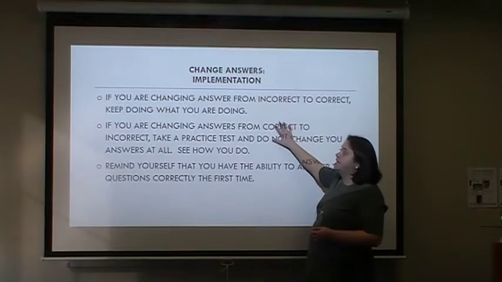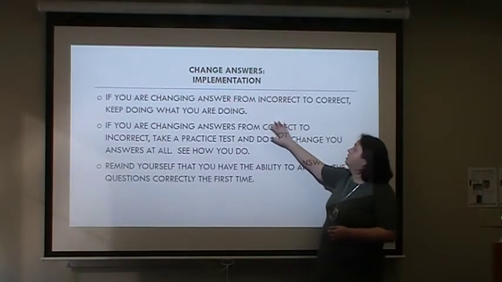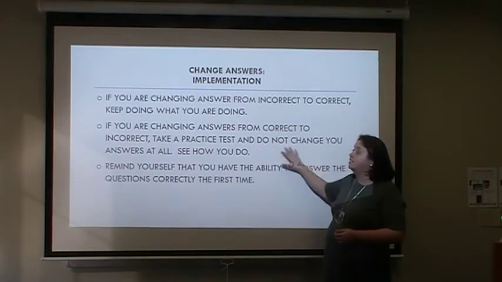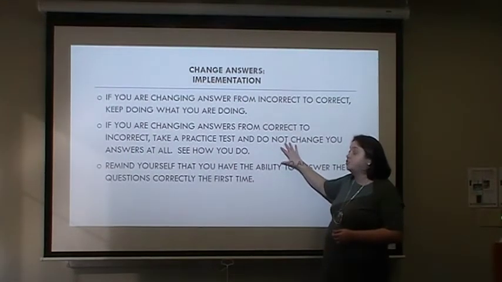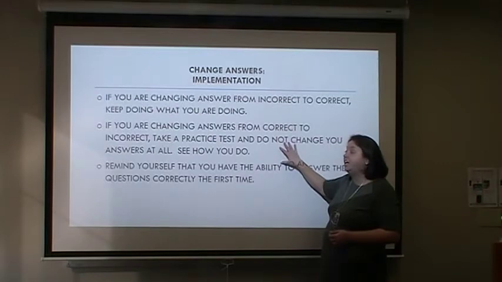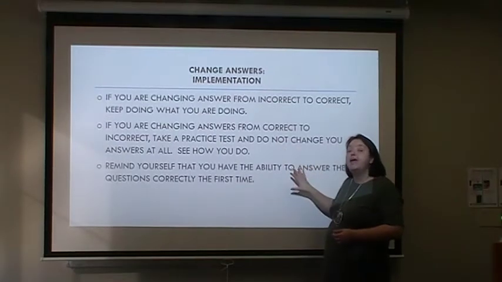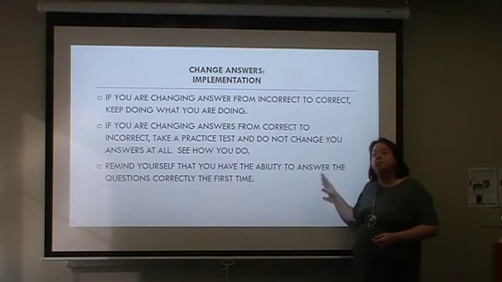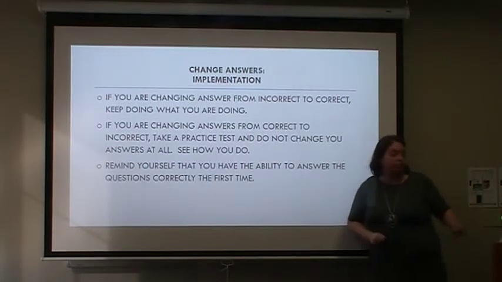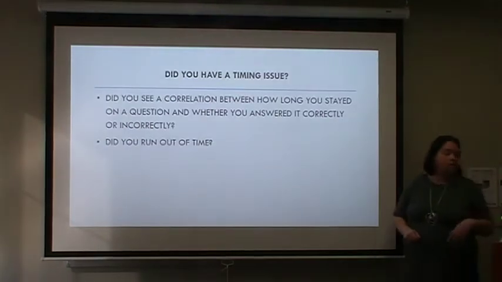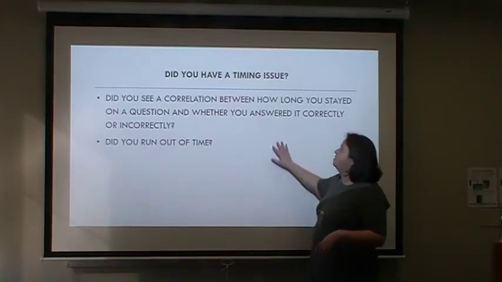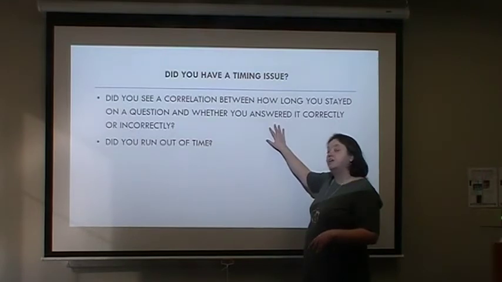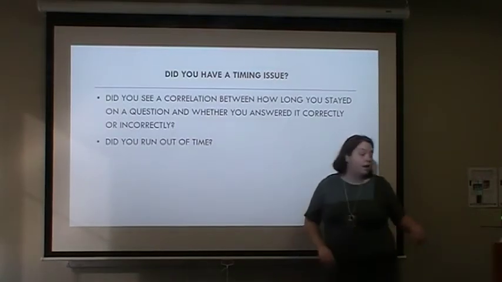Changing answers implementation: if you're changing answers from incorrect to correct, keep doing what you're doing. If you're changing them from correct to incorrect, take a practice test and force yourself not to allow yourself to change any answers and see how you do. And remember, you have the ability to answer the questions correctly the first time, so you shouldn't need to change your answers. Do you have a timing issue? Do you see a correlation between how long you stayed on a question and whether you answered it correctly or incorrectly? Do you run out of time?